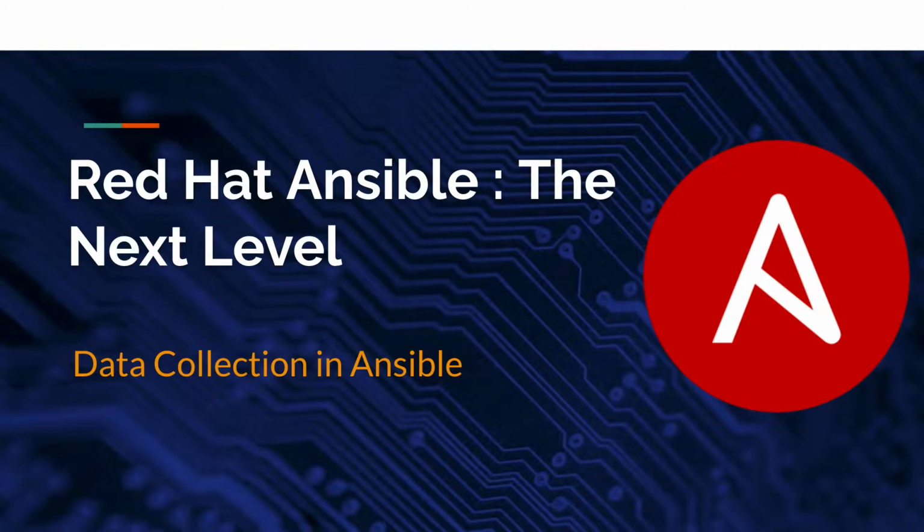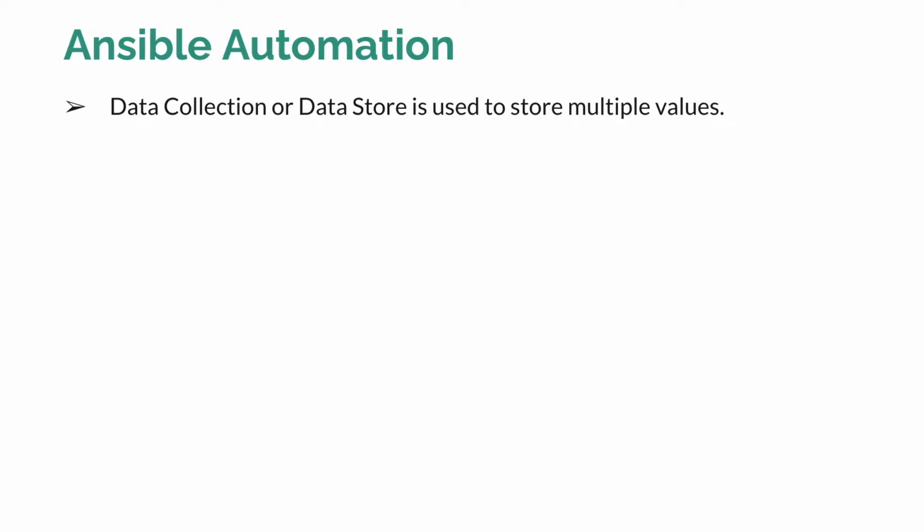Collection objects are helpful whenever you want to store multiple values in a variable. Let's see what collection objects are available in Ansible and how you can use them. A variable is used to store a single value, but the data collection is used to store multiple values. Whenever you want to store multiple values in a single variable, you need to use the data collections.